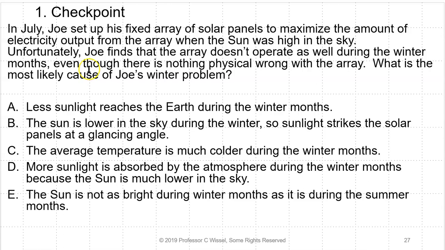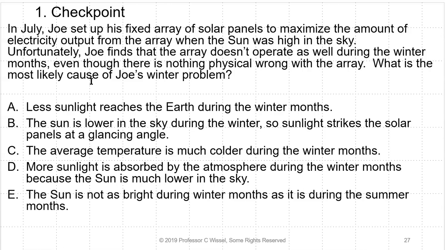Okay, checkpoint. In July, Joe set up his fixed array of solar panels to maximize the amount of electricity output from the array when the sun was high in the sky. Unfortunately, Joe finds that the array in winter doesn't cooperate very well. Even though there's nothing physically wrong with the array, what is the most likely cause of Joe's winter problem?